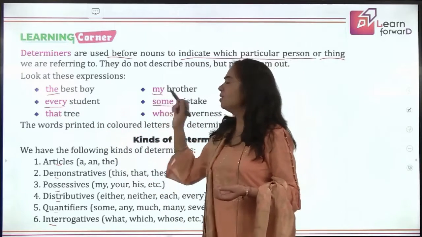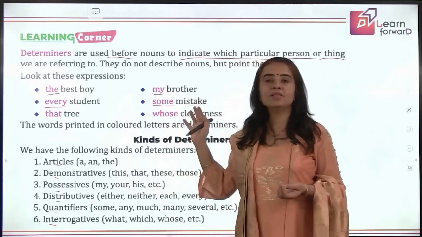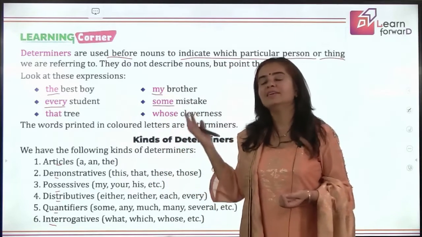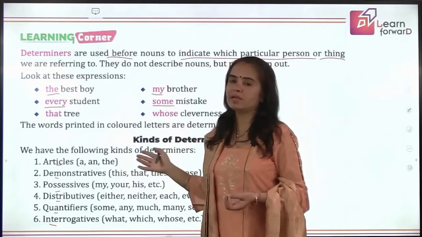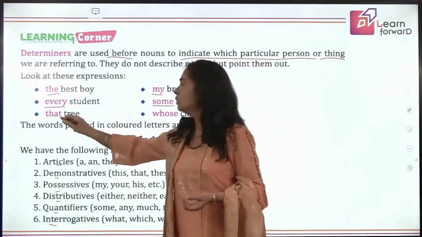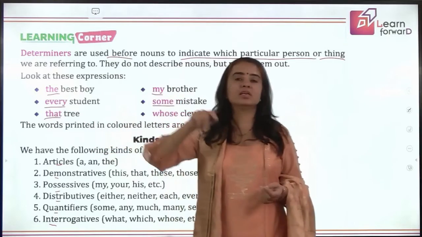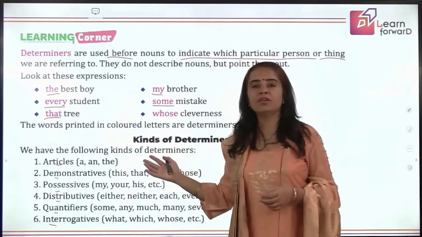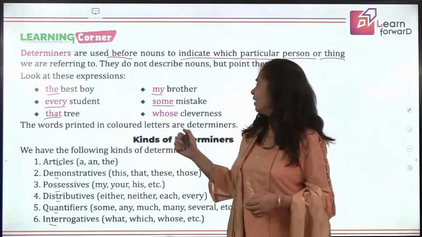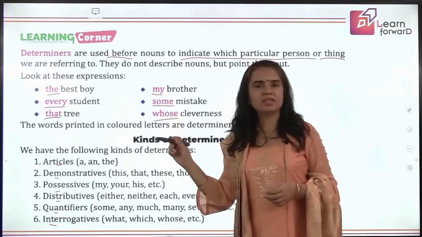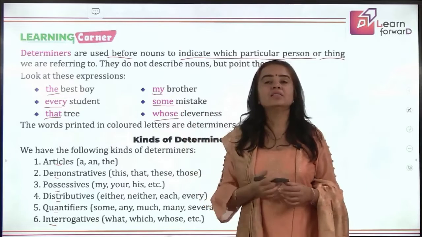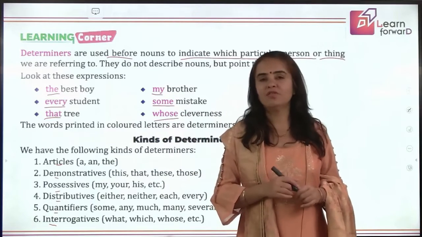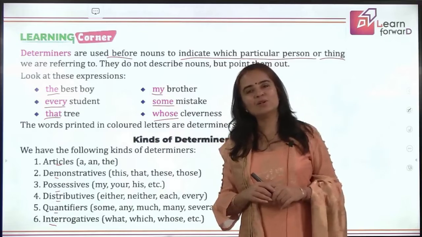Now, some mistakes. Again, some is a quantifier, that is an adjective, but here we are talking about determiners, so they are determiners also. That tree, it is a pointer, that means a demonstrative word, again a determiner. Next, whose cleverness? Again, this is a known word to you, that is an interrogative adjective we are talking about. That is also a determiner.